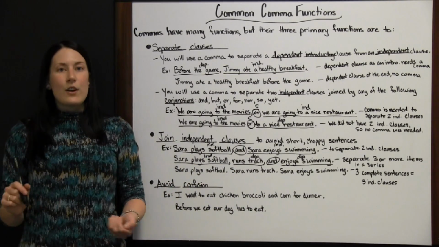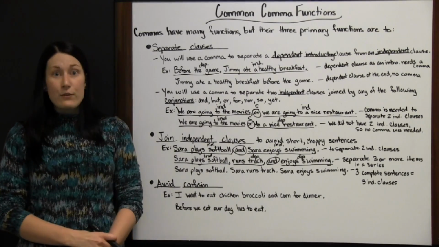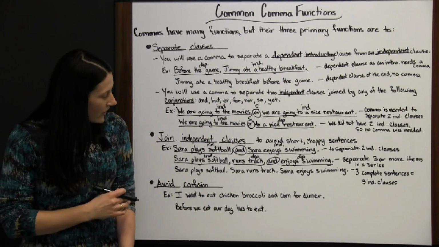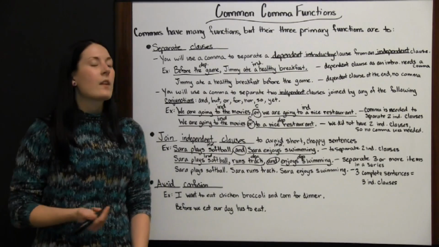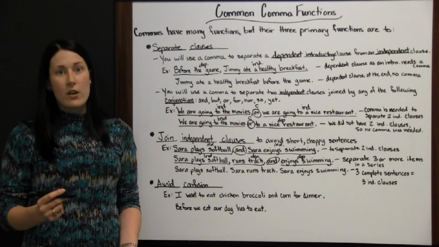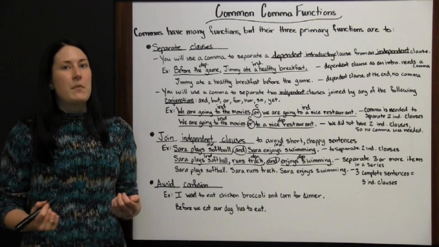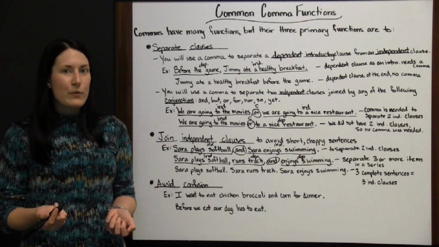Let's look at the third primary function of a comma. They are used to avoid confusion. I want to eat chicken, broccoli, and corn for dinner. Without a comma in this sentence, it sounds like you're saying you want to eat chicken broccoli. Well, you probably don't know what chicken broccoli is, and that's because it's not a real food.